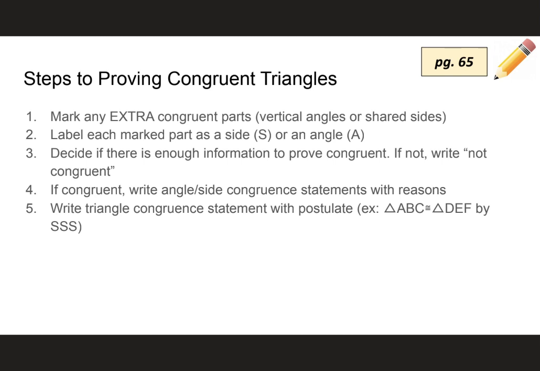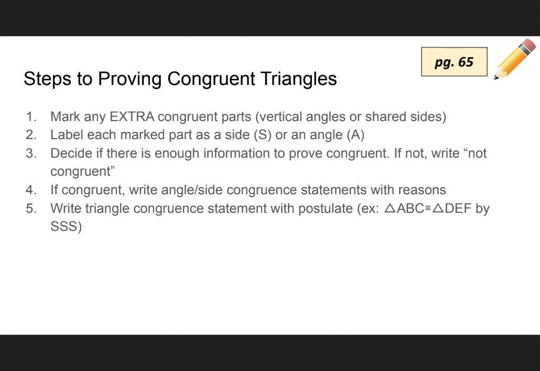Notice all of our postulates involve 3 letters, which means you have to have at least 3 pairs of congruent parts. So if there's not enough information, you're going to have to write not congruent or not enough information. If they are congruent, you're going to write the angle or side congruent statements with reason, so why they are congruent. So that information is either going to be given, or if you're using vertical angles or shared sides. And then lastly, you're going to write the congruence statement with the postulate. So for example, if you conclude that the triangles are congruent, you're going to say triangle ABC is congruent to triangle DEF by whatever postulate you're using.